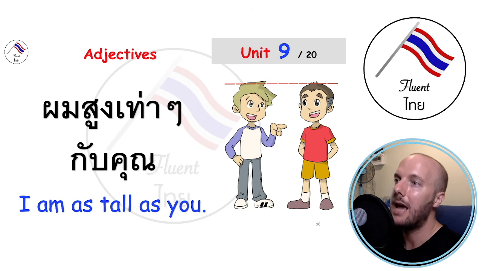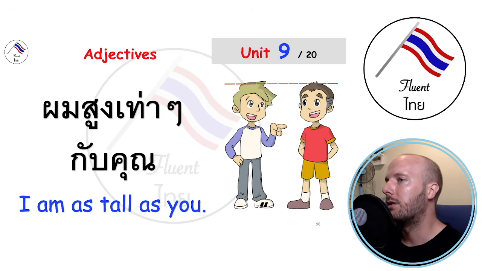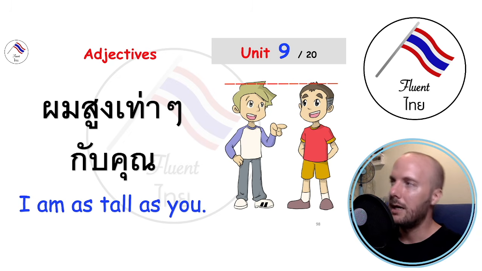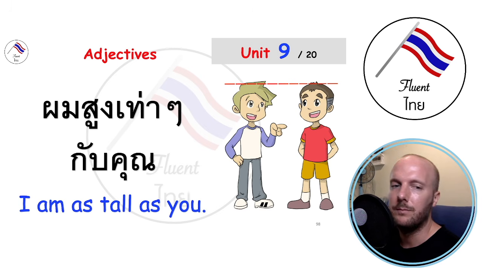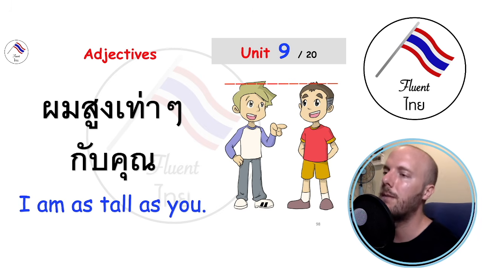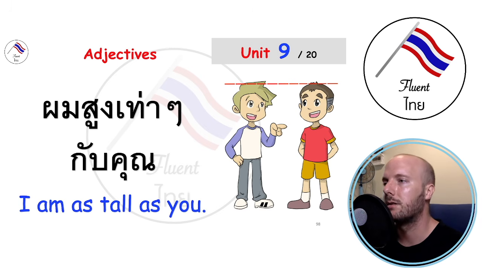You could say ผมสูงเท่าคุณ, so you're also dropping the กับ, so just ผมสูงเท่ากับคุณ, or in full version ผมสูงเท่ากับคุณ. Another word for เท่า might be like พอ, like the word enough. I'm tall enough with you kind of means we're equal height, ผมสูงเท่ากับคุณ. So that's how you represent equal adjectives when comparing.